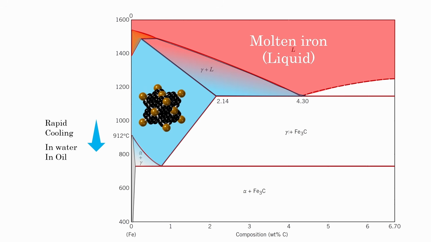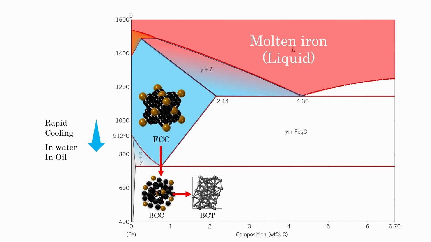the carbon atoms do not get time to escape from the FCC structure. They become trapped inside the FCC. But FCC cannot remain stable with trapped carbon during rapid cooling. So the structure distorts and changes into BCT, body centered tetragonal. This is a new structure called martensite. Because carbon is trapped inside the distorted lattice, the BCT structure creates huge internal stresses. The atomic arrangement becomes extremely rigid. As a result, martensite is very hard and very brittle.